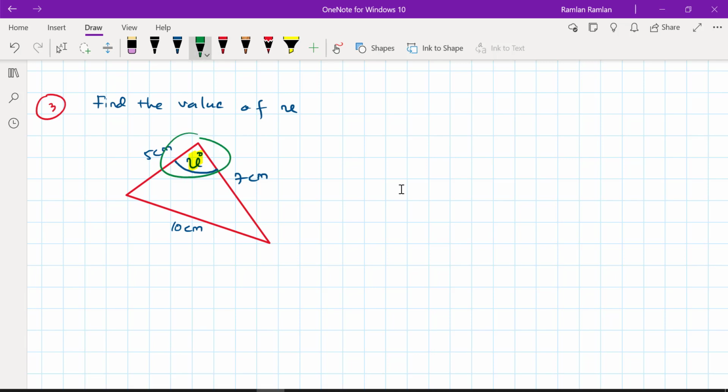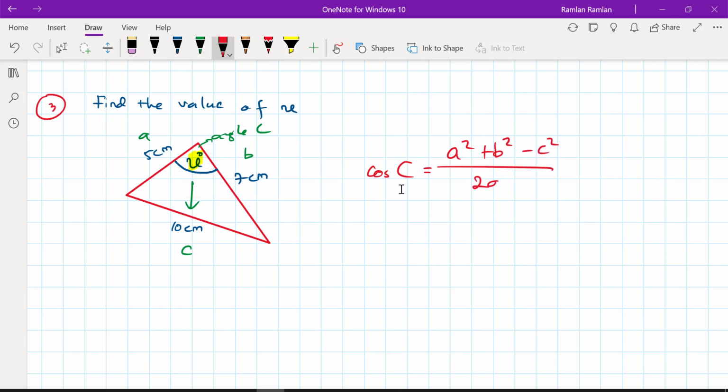Since we have this angle over here, the one that's being asked, the one that we're going to use for the cosine rule, the side opposite to it is going to be C, which means the other two are just A and B, and this is going to be the angle C. Now I'm going to write down the formula: cosine C equals a squared plus b squared minus c squared over 2ab.